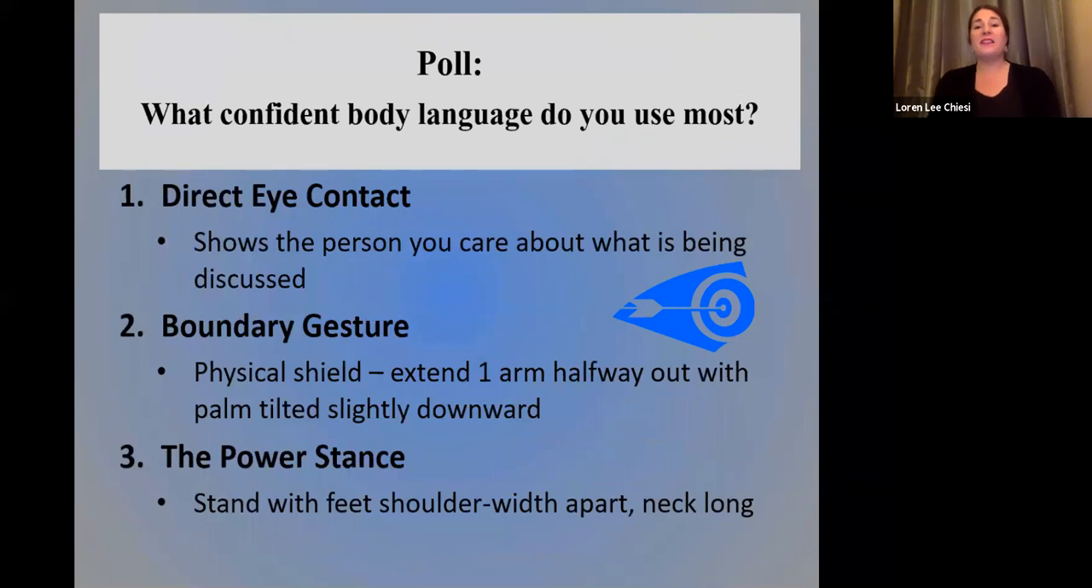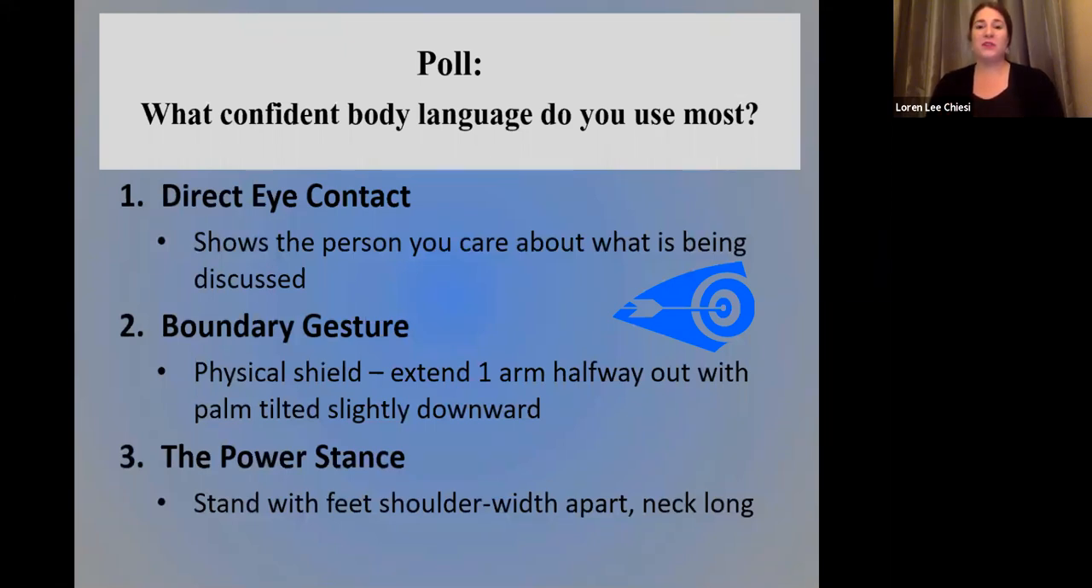So the next thing we're going to talk about is body language. I've noticed in some of my research that there are certain types of body language that we all use to relay confidence to another person. So the first one is direct eye contact. This shows the person that you care about what is being discussed. So when you're talking with somebody, make sure you look them in the eyes, you give them nice direct eye contact, you're not fiddling with your hands or looking away.